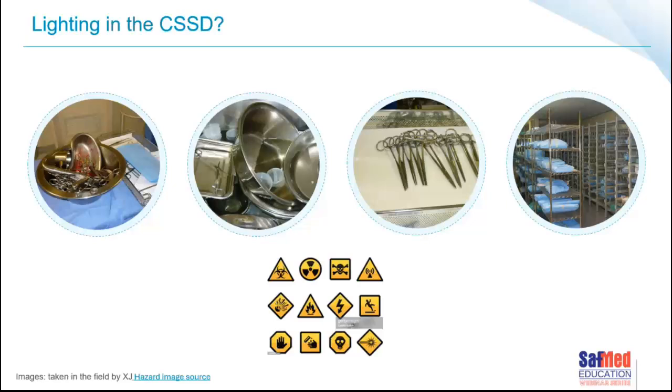When we're inspecting and when we're packing instruments and sets, we need to be able to see what we're doing. In fact, when we're inspecting our instruments for cleanliness and functionality, we tend to use additional light and magnification. So we really need a lot of light when we're inspecting an instrument. In the storeroom, we're going to need to be able to read the labels to find or identify the packs and the sets that we're looking for.